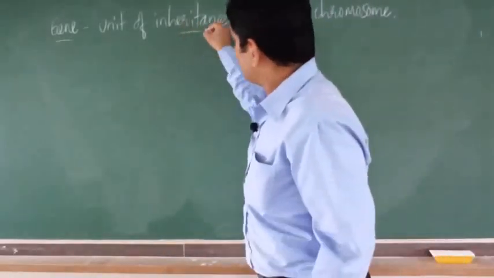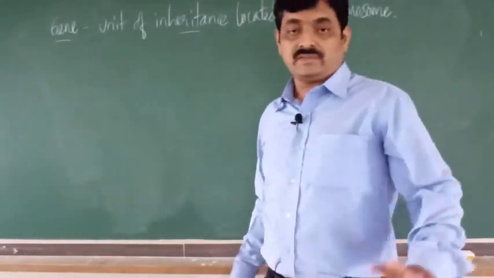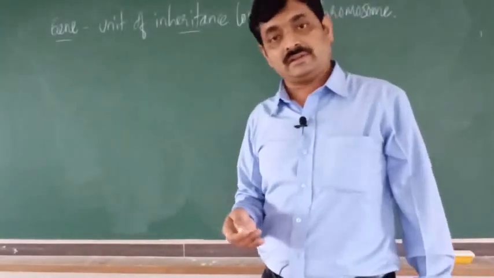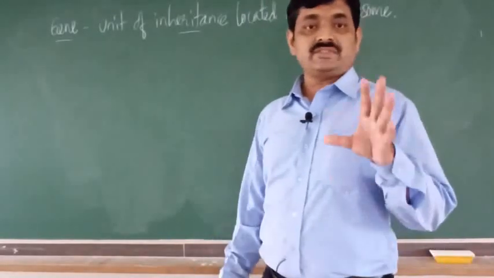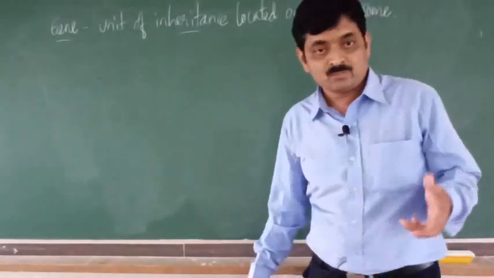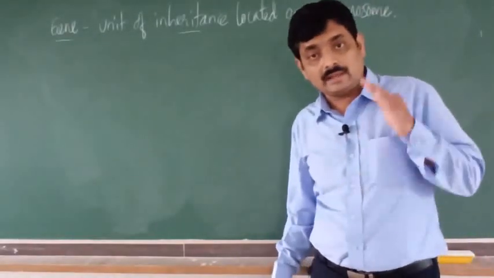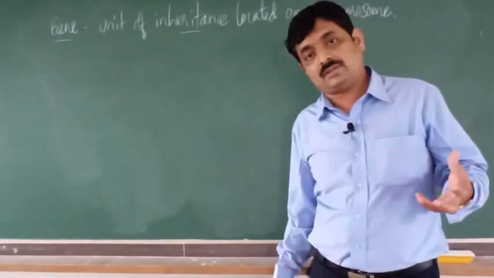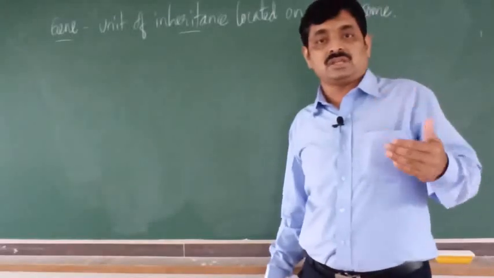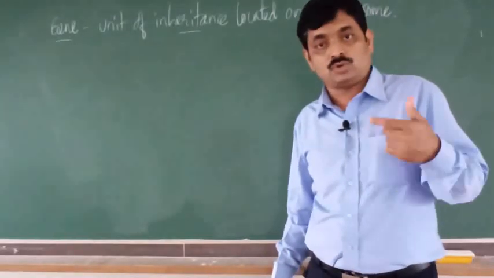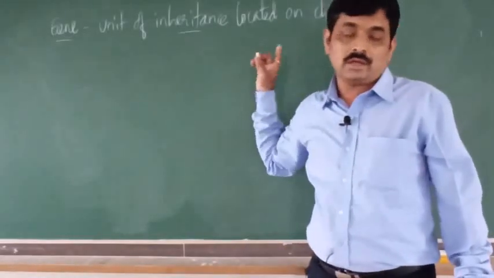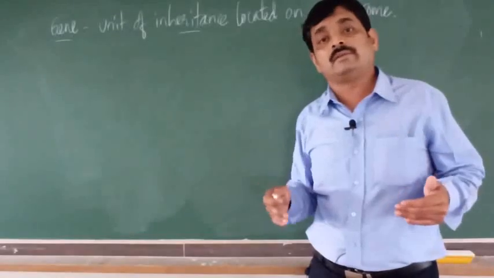Why is it called the unit of inheritance? We have already discussed the meaning of inheritance. So why is gene called the unit of inheritance? It is because genes are involved in inheritance, or genes are involved in heredity. So genes help to pass characters from parents to offspring. Characters are passed from one generation to another generation through genes. That's why gene is called the unit of inheritance, meaning genes are involved in inheritance or heredity.